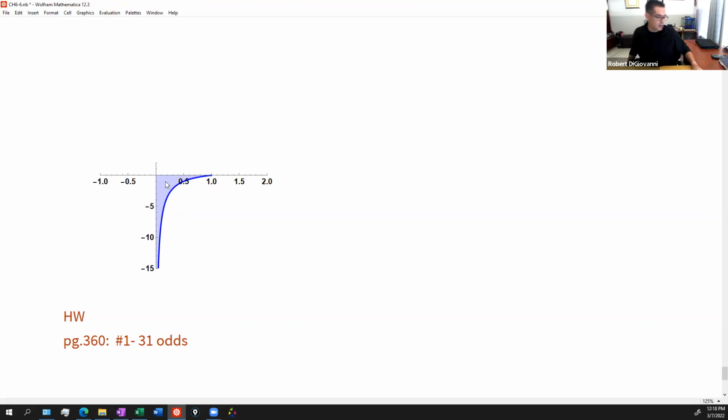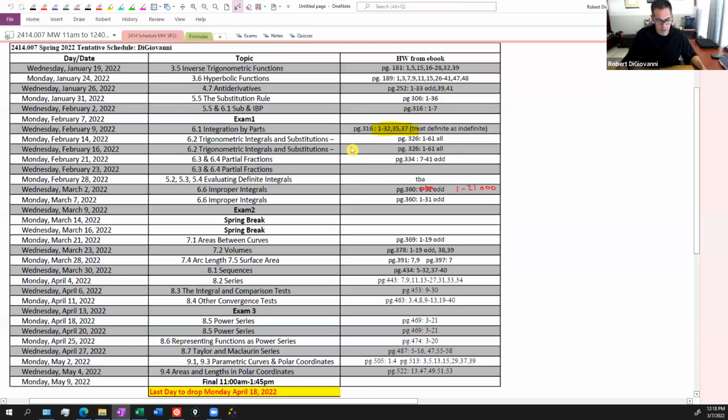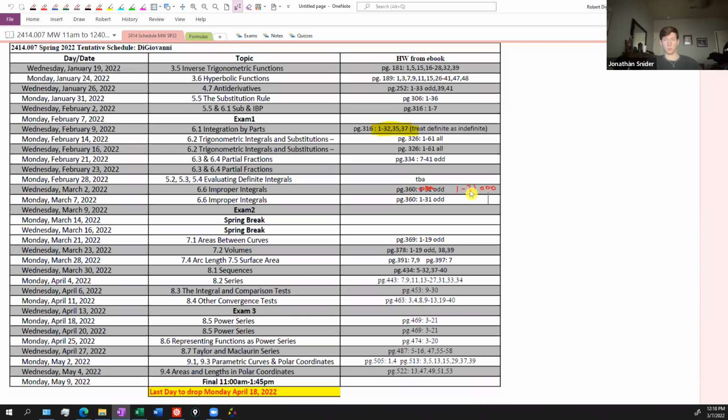Page 361 through 31 odds. You've already done some of those, right? Last class, I told you most of them, actually. I think I told you to go through 1 through 21. So there's a couple more problems now. Those will have the type 2 issues going on where you have some discontinuity in them. And that's it. That's it up to exam 2, which will be next class, and then our spring break, and then we start chapter 7, which is applications of integration. So we actually start to do something with this now.